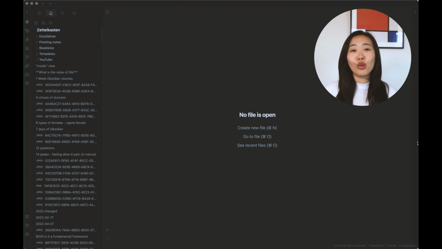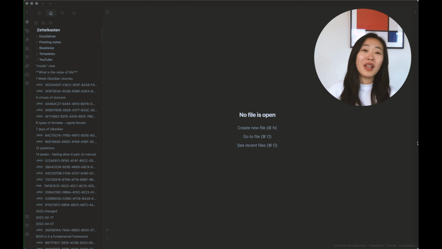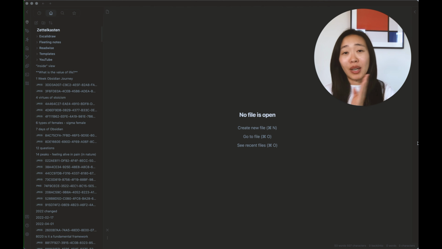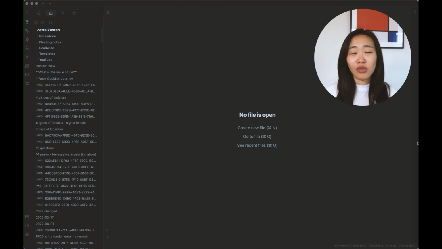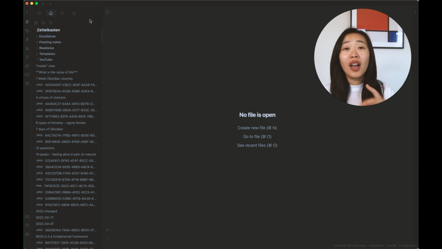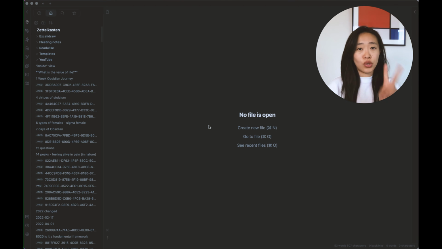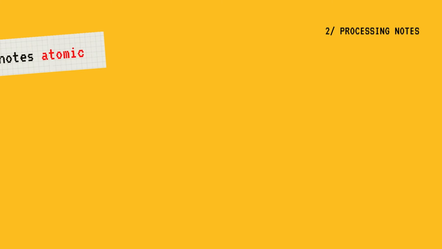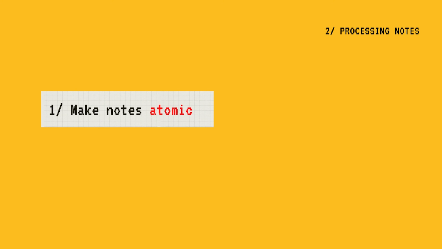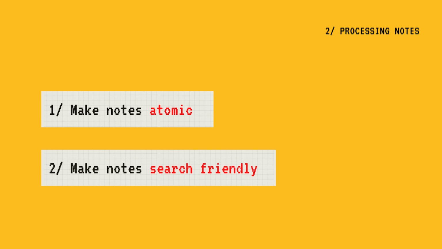So there is no need for me to have any folders because I never use them when I set them up. So now everything is saved in my root folder. Whenever I want to find something, I search for it in the search bar here, and also I look up tags. So let me then go on to step number 2 of how you process your notes so you can find them more easily. Here I did 2 things. The first one is make my note atomic, and the second thing is make it more search friendly.